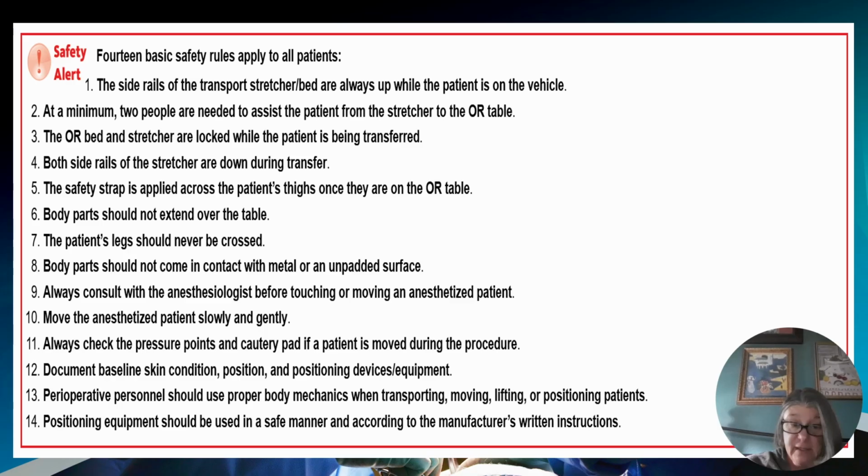Always consult with the anesthesiologist before touching or moving an anesthetized patient. Move the anesthetized patient slowly and gently. Always check the pressure points and cautery pad if a patient is moved during the procedure. Document baseline skin condition, position, and positioning devices and equipment. Peri-operative personnel should use proper body mechanics when transporting, moving, lifting, or positioning patients. Positioning equipment should be used in a safe manner and according to the manufacturer's written instructions.